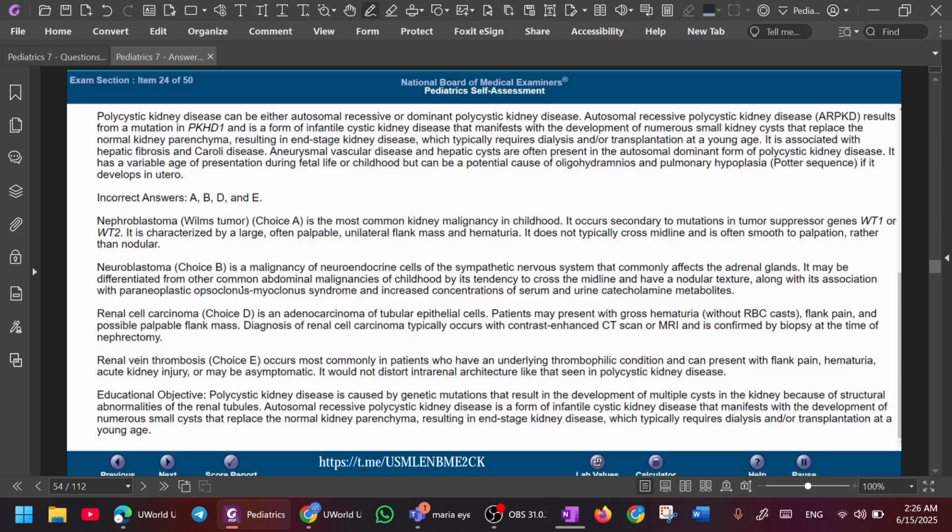It is not renal vein thrombosis, which occurs most commonly in patients who have an underlying thrombophilic condition and can present with flank pain, hematuria, and kidney injury. It will not distort intrarenal architecture like that seen in polycystic kidney disease.